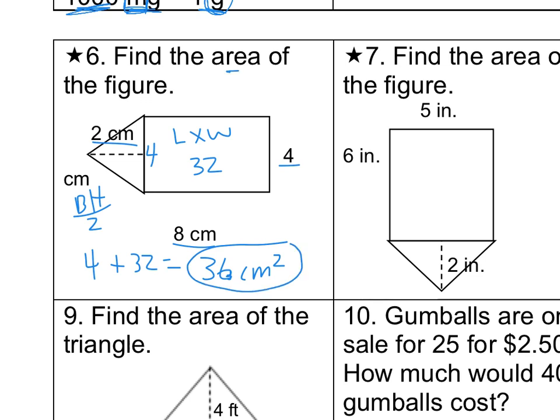And remember, area is just 2 dimensions being multiplied. So we just did length times width. Here we just did base times height. And those 2 dimensions are centimeters times centimeters in this case because we're using centimeters as our units. So it's units squared, in this case centimeters squared, as our label.